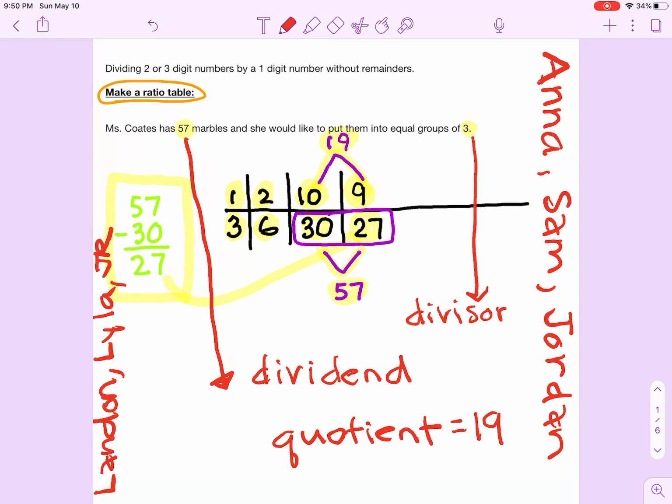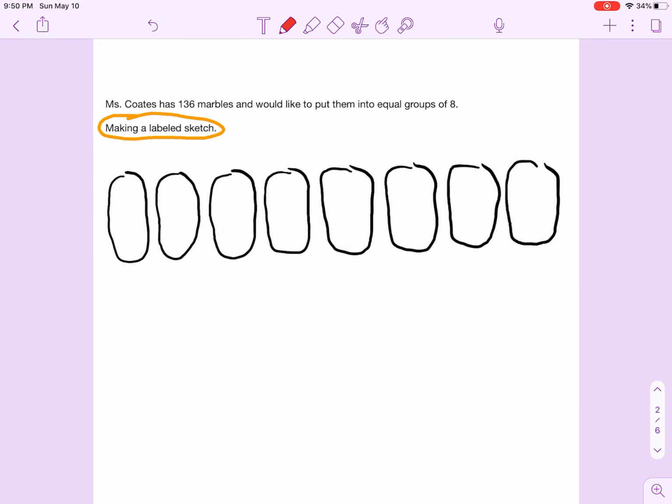The next strategy that we're going to look at is called making a labeled sketch. Now, again, you have used this strategy before, but possibly not in division yet. So we're going to take the same problem. Miss Coates has 136 marbles and she would like to put them into groups of 8.